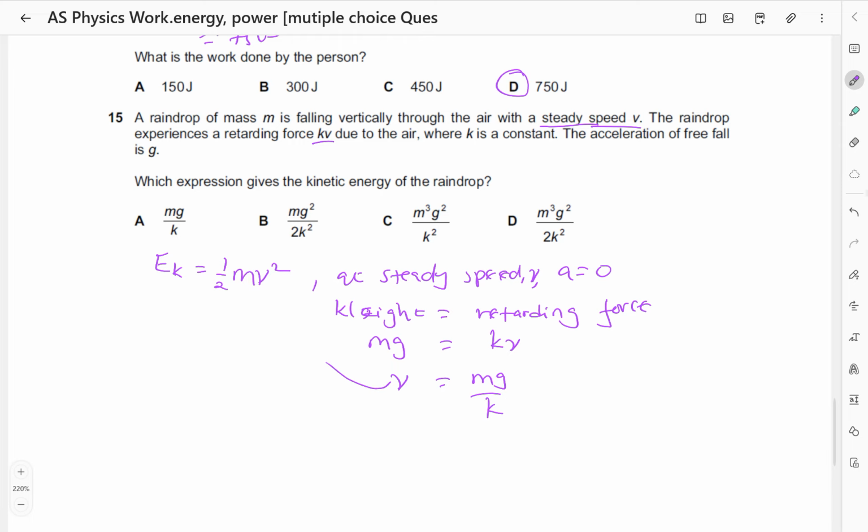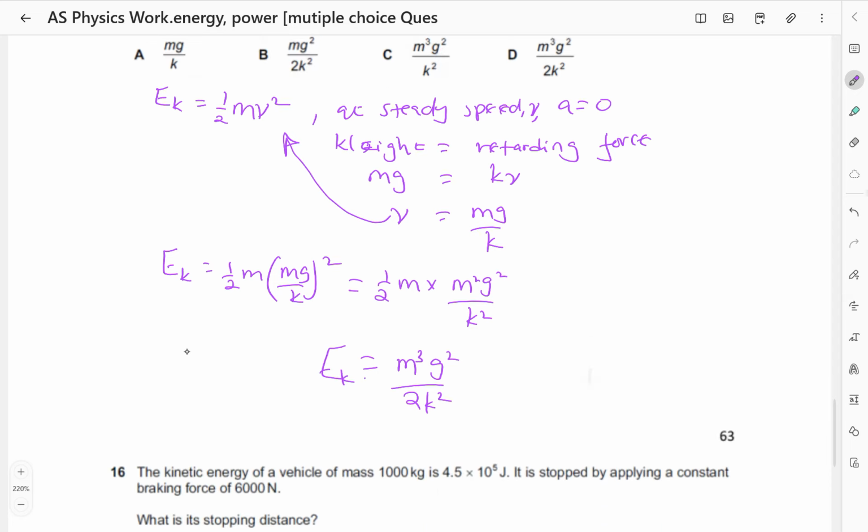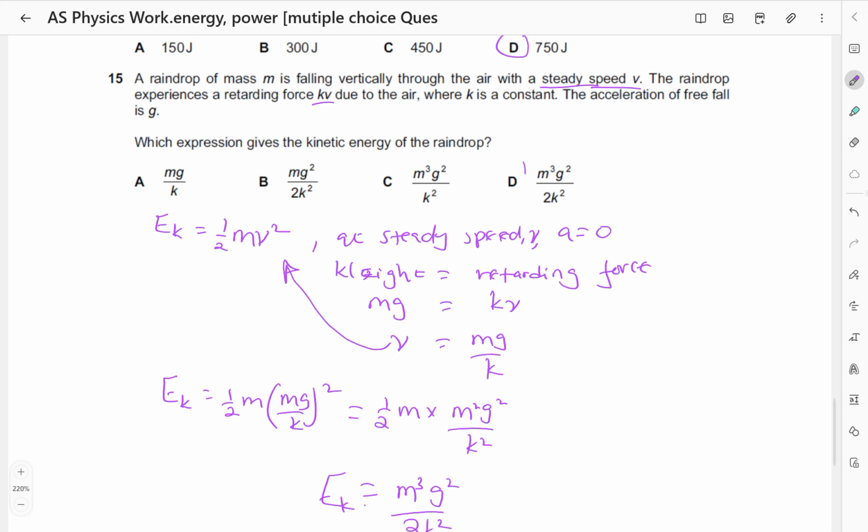So I'll go and substitute into the expression of kinetic energy. So it means that Ek is going to be a half times M, where there is V, I'll put there Mg over K, but this is squared. When I open this out, it becomes a half M times M squared G squared over K squared, which simplifies down to M cubed G squared divided by 2K squared. So this is going to be our value of kinetic energy. So the answer is going to be, I think this is D.